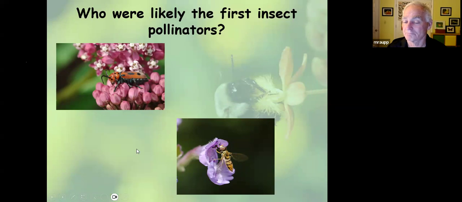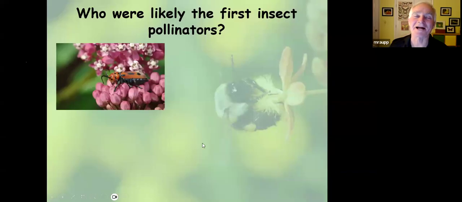No? Somebody saying beetles? Really? How about the fly? Okay, you guys got me. It's the beetles, right? And they were probably in the game more or less for the pollen, for the protein source, more so than the nectar. The pollen to make their eggs, the food source for the females to develop their eggs.